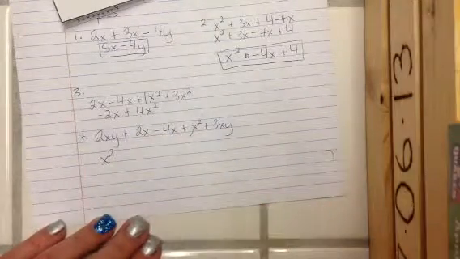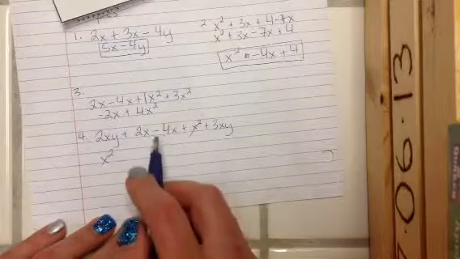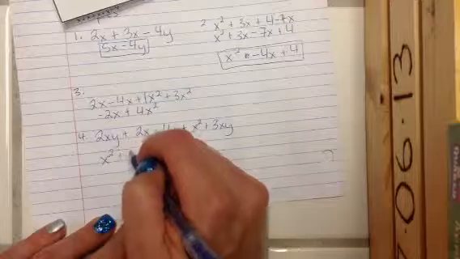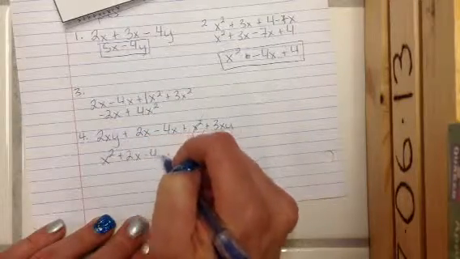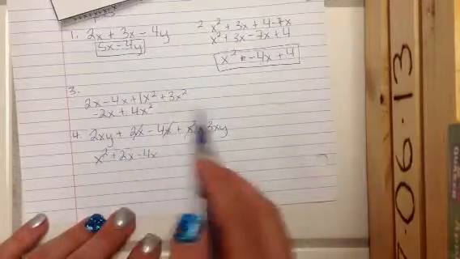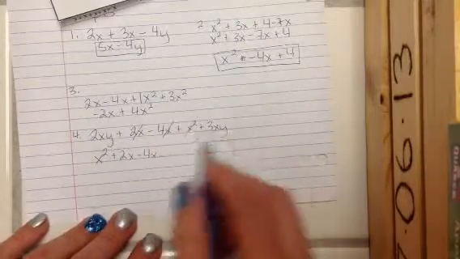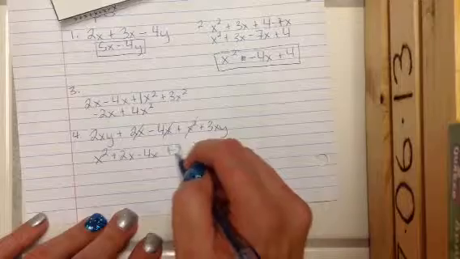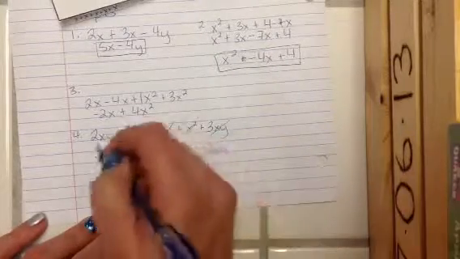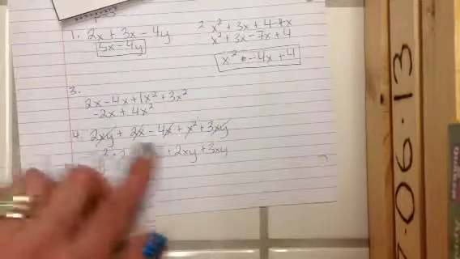So we took care of the x squared. Alphabetical order, we're going to then do the x's next. We'll have plus 2x minus 4x, so those two terms are taken care of. 2xy and 3xy are then after the x's, plus 2xy plus 3xy. And we've now taken care of all the original terms.